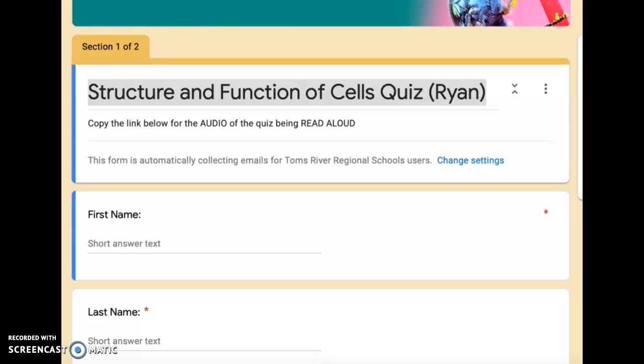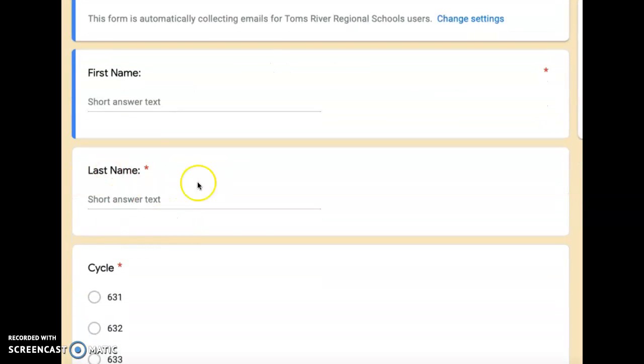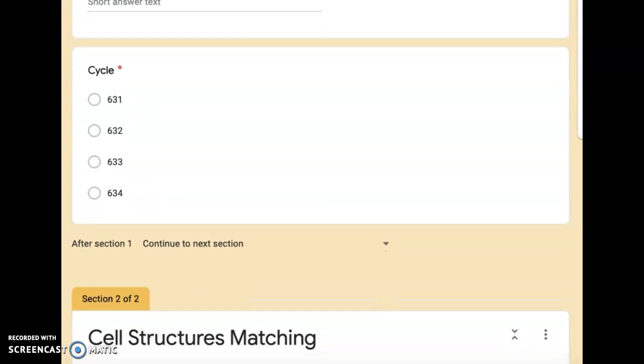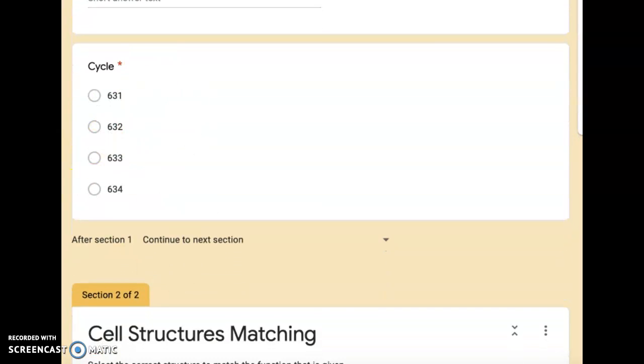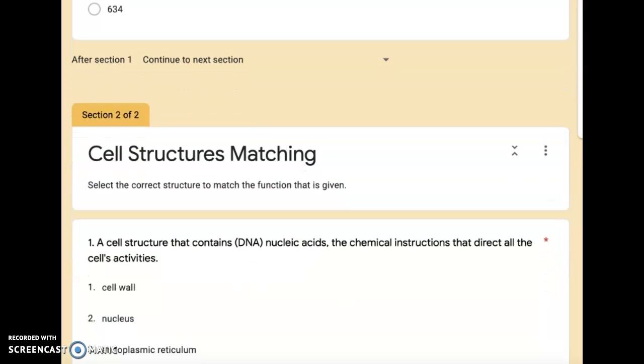Structure and function of cells quiz. First, type your first name in the box here. Next, type your last name in the box here. Now you will select your cycle number. Select the correct structure to match the function that is given.